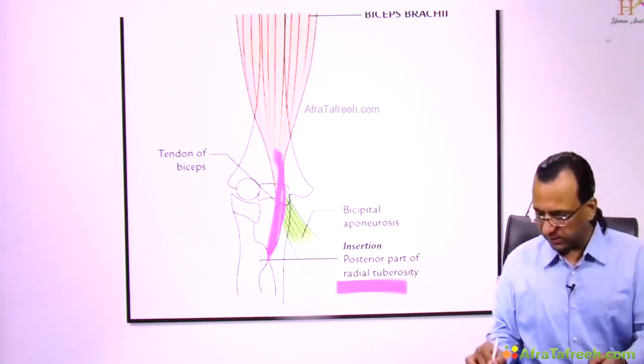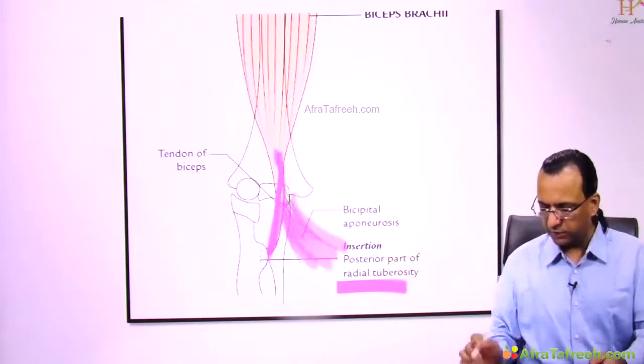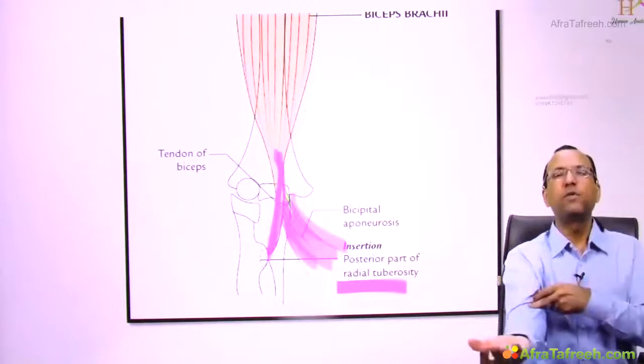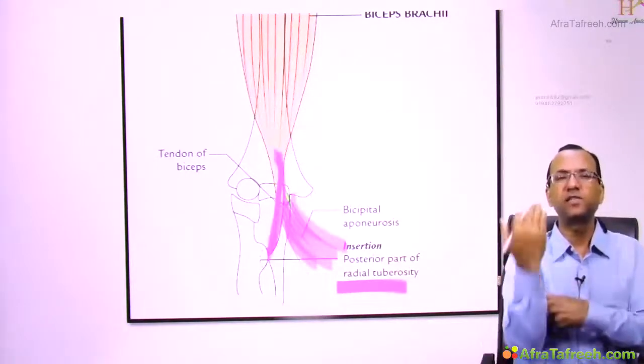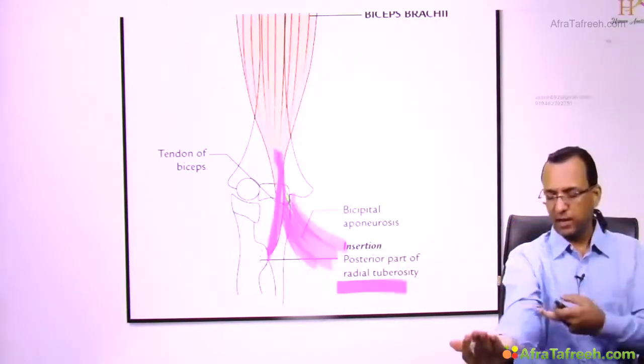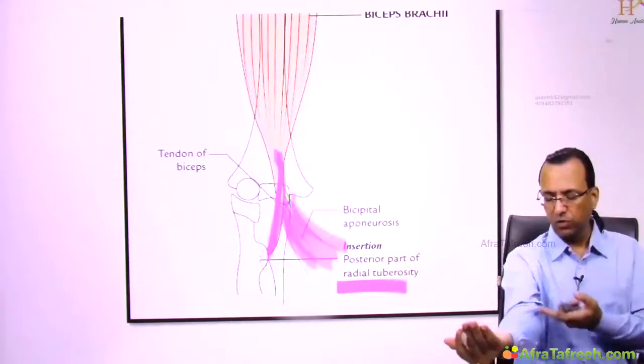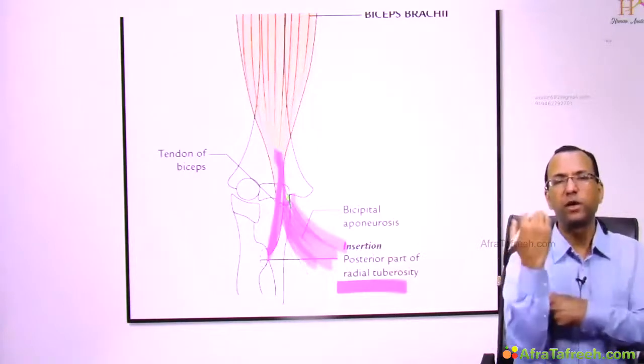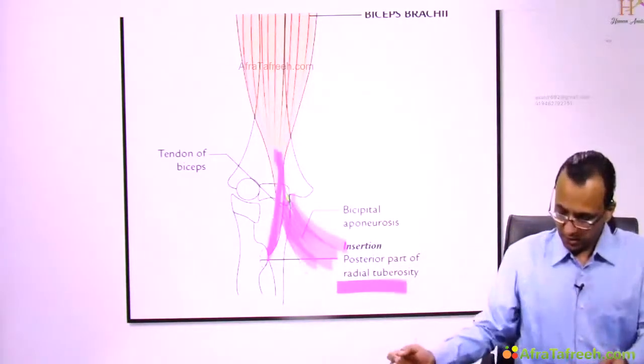And what is this? This is the bicipital aponeurosis, which is at the roof of the cubital fossa. Tendon of the biceps is a content of the cubital fossa and the aponeurosis is at the roof of the cubital fossa, a space in front of the elbow joint. Okay, that is the insertion.